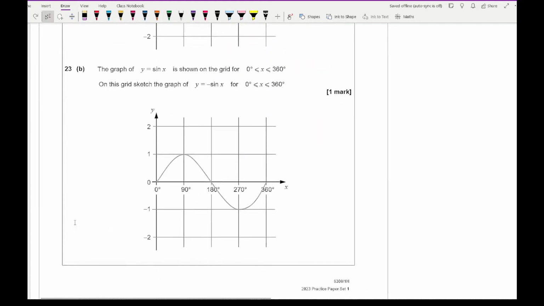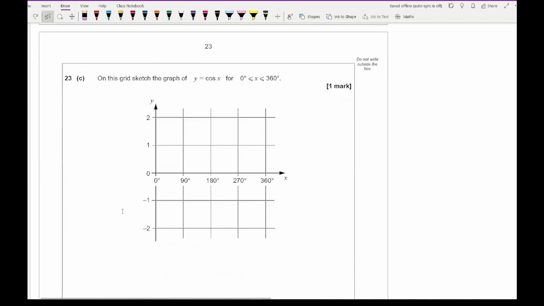For b, it says y equals sine x, and we need to sketch y equals minus sine x. Here we're reflecting the graph. So reflect in the x-axis, because we are changing the sign of the function. That then becomes something that looks like that. And then we can label that as y equals minus sine x.